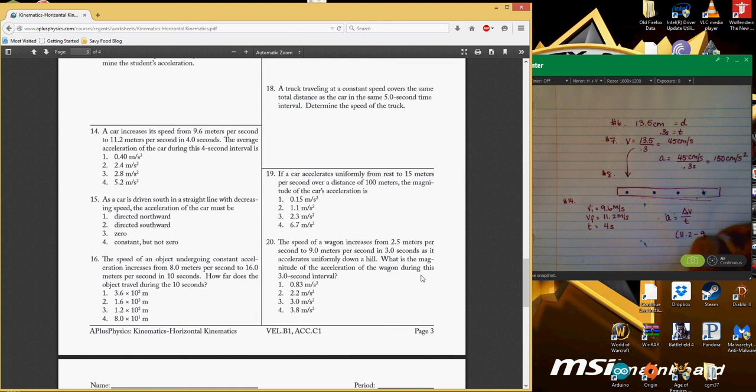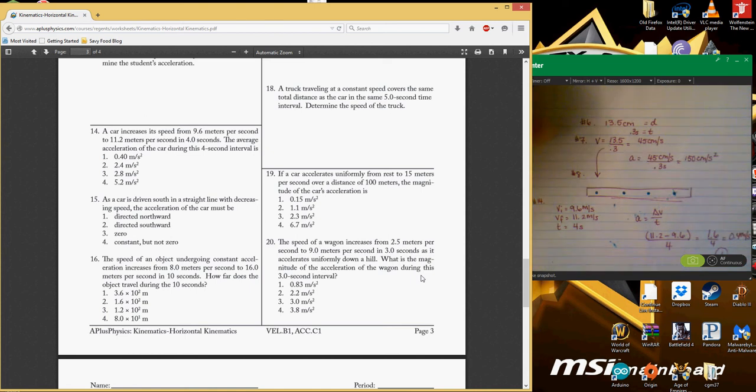Question number 9 says on the diagram below, mark at least 4 dots in order to show the cart traveling at a constant velocity. If the cart is traveling at a constant velocity, that means there's no increase, so you should have evenly spaced dots.